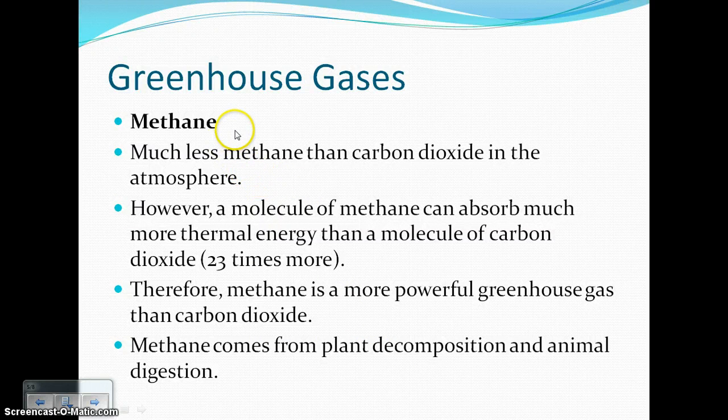Okay. The next greenhouse gas is methane. There's much less methane than carbon dioxide in the atmosphere. However, methane can absorb much more thermal energy than carbon dioxide, up to 23 times more. Therefore, methane is a more powerful greenhouse gas than carbon dioxide, and methane comes from plant decomposition and animal digestion.